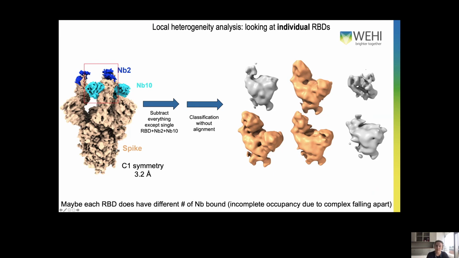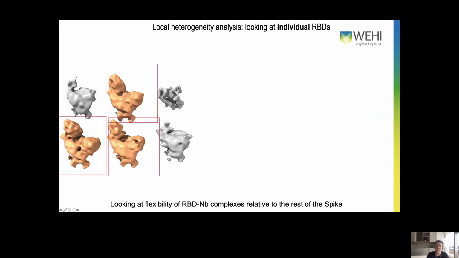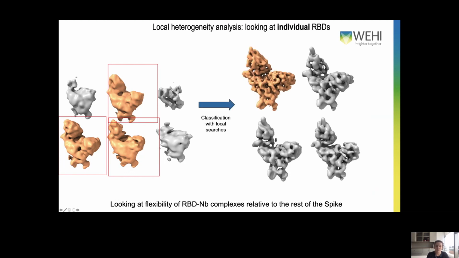So if you take this, select the good classes, shown here in orange, we can classify them further. But now we will be asking the question of what if individual RBDs and nanobodies are flexible in relation to the spike. So this is the classification in these local searches. And you can see that we can actually improve the resolution quite a bit. And among those classifications, we can straight away select a class that has much higher definition of secondary structures for both nanobodies and the RBDs.